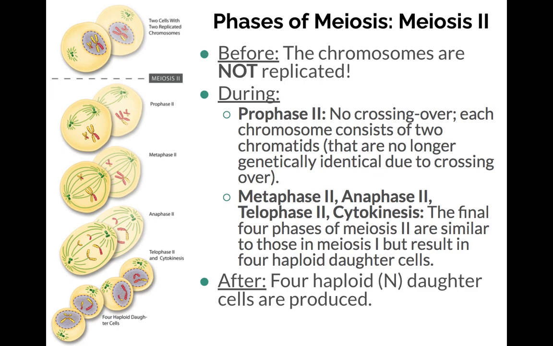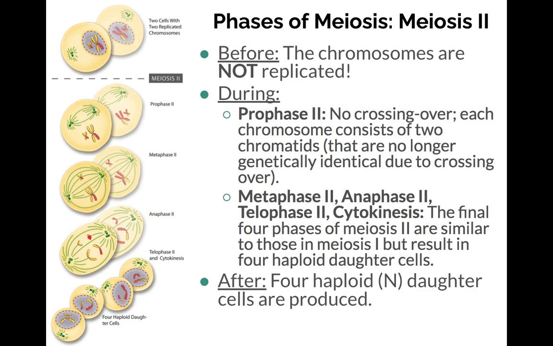Now for metaphase, anaphase, telophase 2, and cytokinesis, you notice all of this is kind of compact together because it looks really similar to what already occurred. The only difference is what's happening between the homologous chromosomes and now the chromatids. So the final 4 phases of meiosis II are similar to those in meiosis I, but the result is 4 haploid daughter cells. So here we have metaphase, lining up, anaphase.